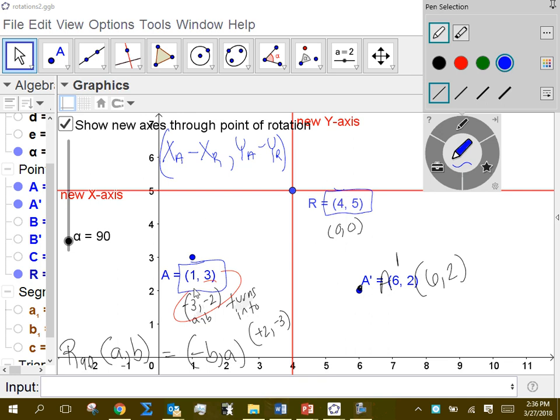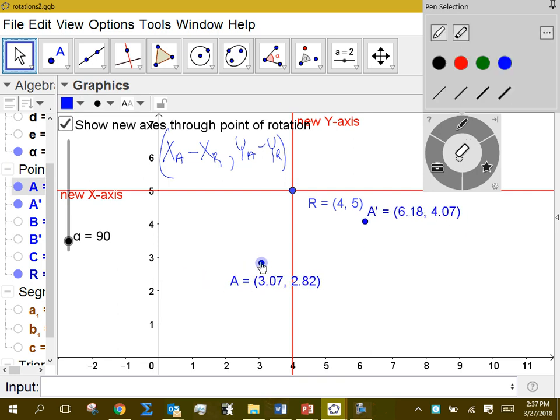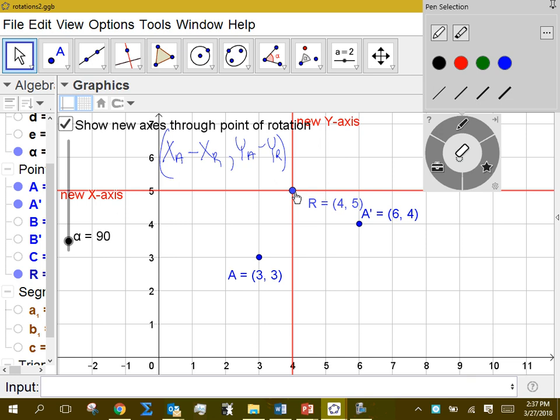Okay. 1 minus 4 gives me -3. 3 minus 5 gives me -2, right? Okay. Let's see if that works for any other point. Once I developed that rule, I want to make sure that rule wasn't just a coincidence for that ordered pair. So let's move this point here to 3, 3. Okay. If that's 3, 3, you would have called it from this point -1, -2, right? Well, can I get that same -1, -2 by taking 3 minus 4 and then 3 minus 5?